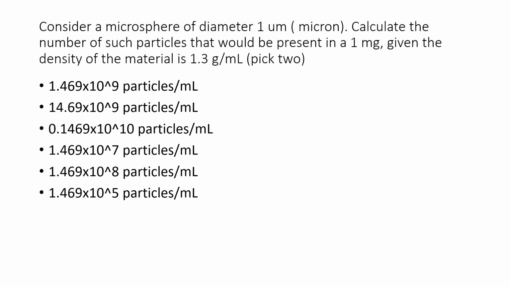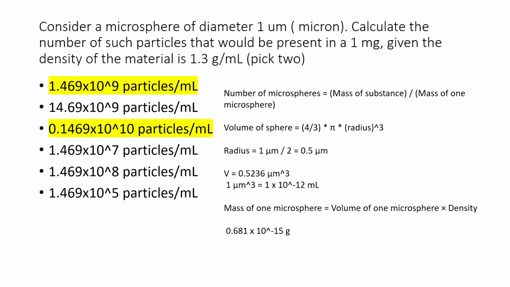And you know the volume, you know the density. So you can calculate the mass of a particle, right? For one particle, you can calculate the mass. Now, can you calculate the number of such particles that would be present in 1 mg? If you know one particle weighs this much, you would know how many of these particles are there in 1 mg, because you know one particle has this mass. So if the total mass is this much, how many particles are there? Fairly simple, straightforward calculation, right?